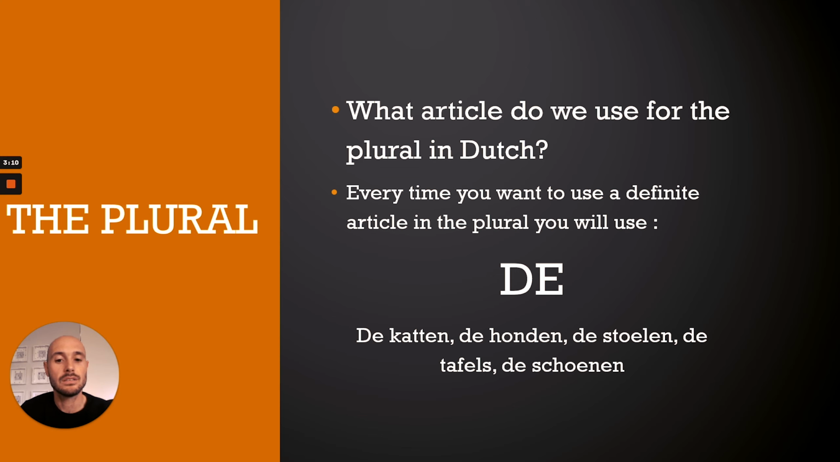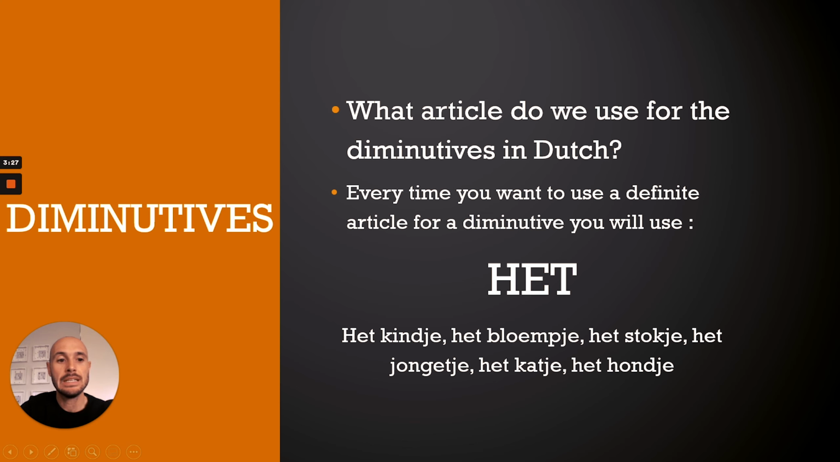The cats, de katten. The dogs, de honden. The chairs, de stoelen. The tables, de tafels. The shoes, de schoenen. So every time you put something in the plural and you want to use a definite article, it will be de. No exceptions. All right? So we go to the next one, diminutives.